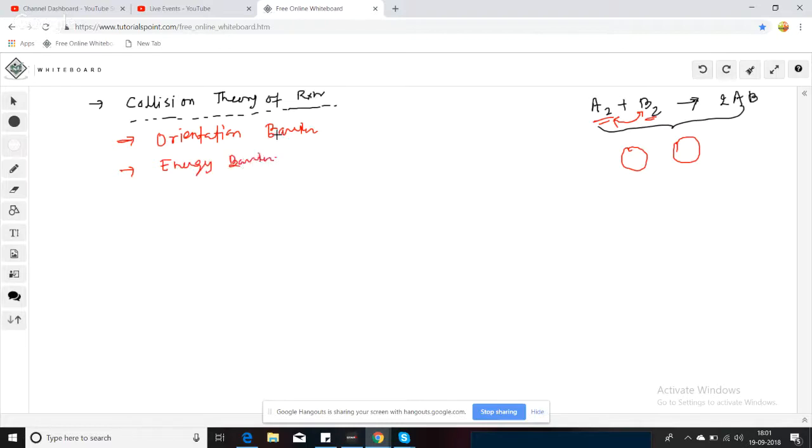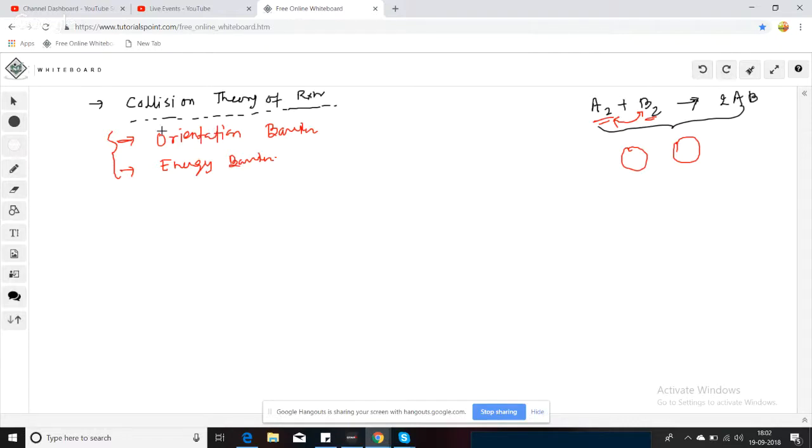If any of these barriers has not been overcome, then we cannot say that the product forms in the reaction. We are not sure about that, it may not be correct. But if both the barriers are overcome, then the reactant will convert into product. So every collision or every reaction has to overcome these two barriers, then only the reaction proceeds.